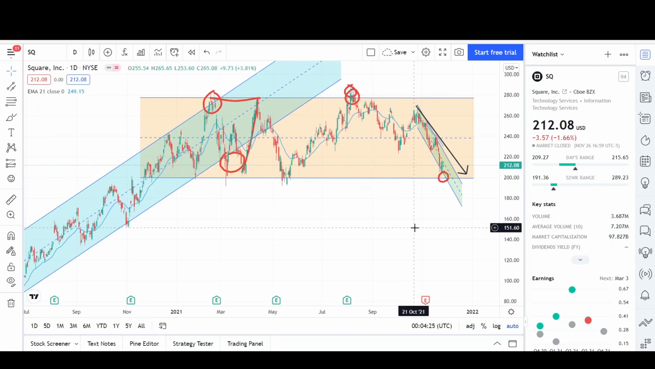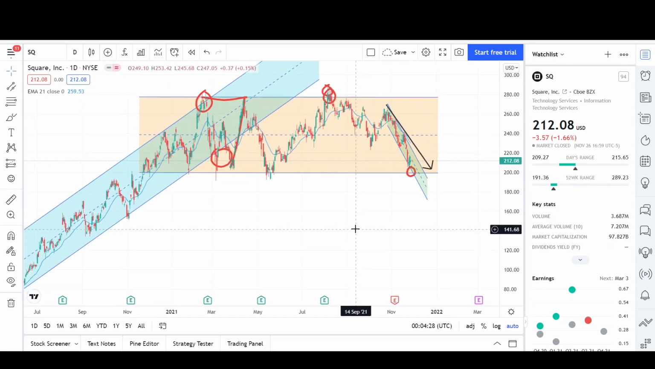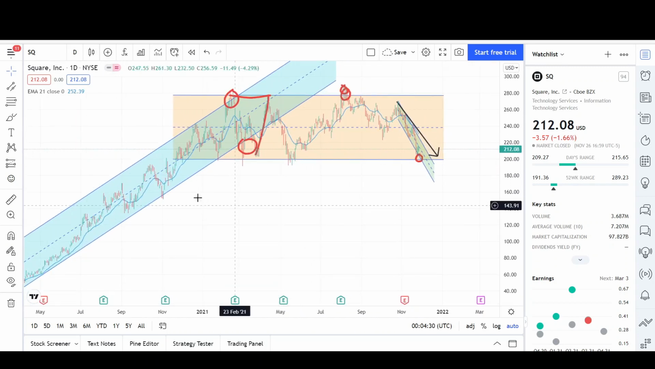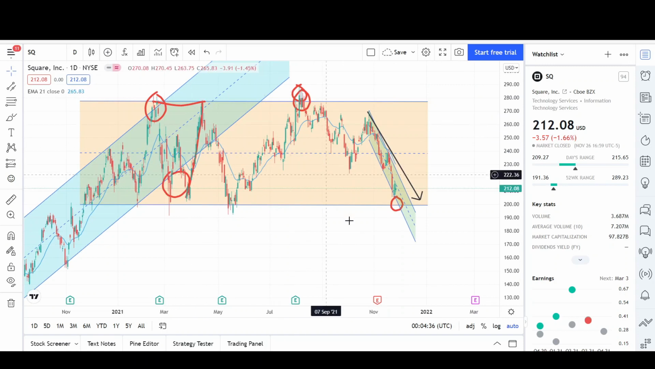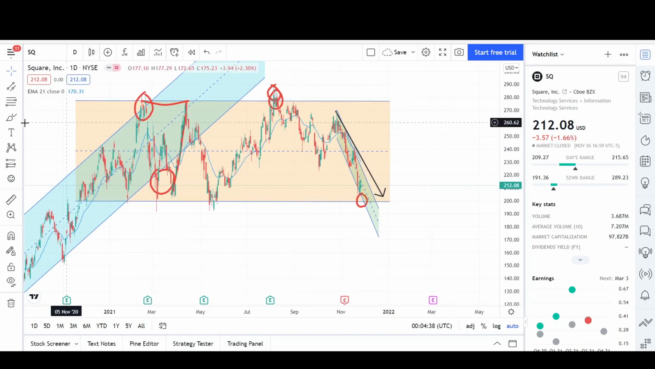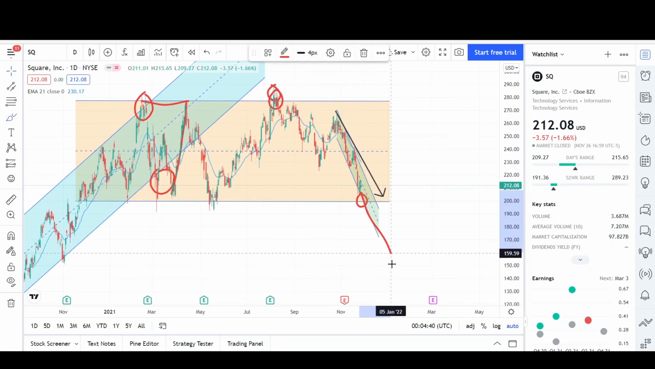So this could be the start of a bigger downtrend. This stock is very similar to PayPal's price action, where we had an uptrend. There was a break outside the channel and a move to a new high. And then prices started selling off inside of that range, and it did break that range to the lower side. It went like this, and then it continued lower.